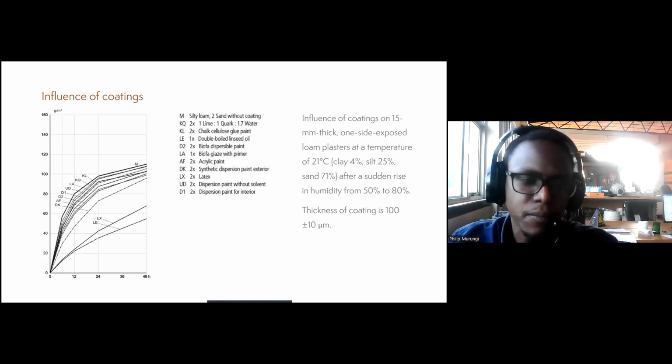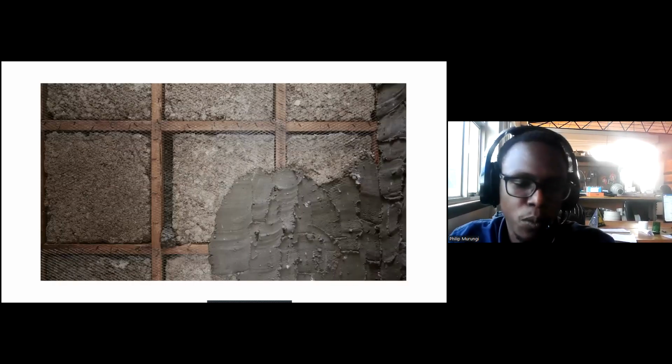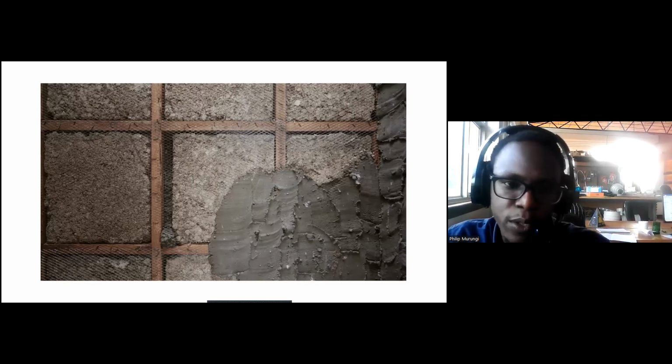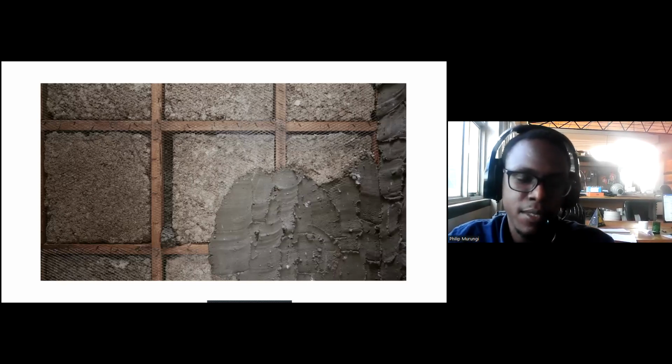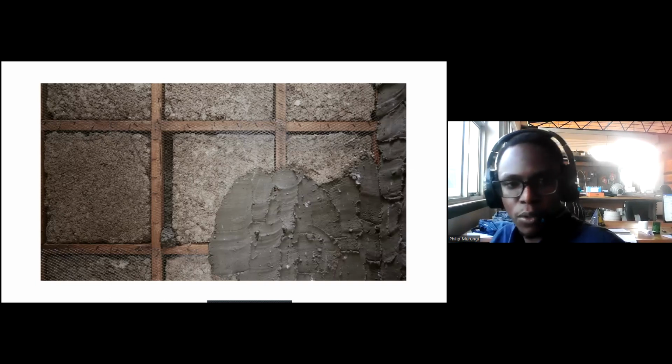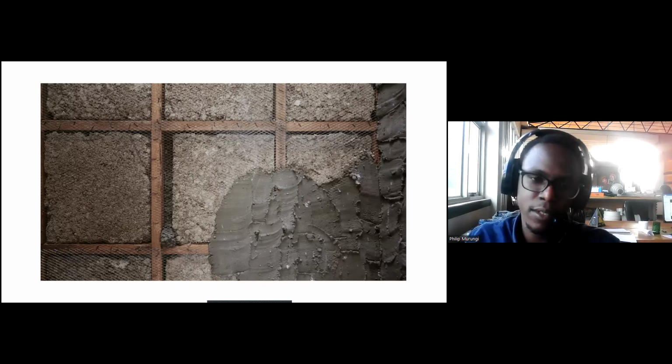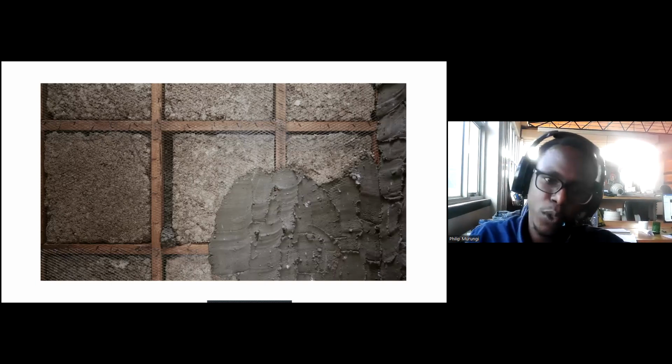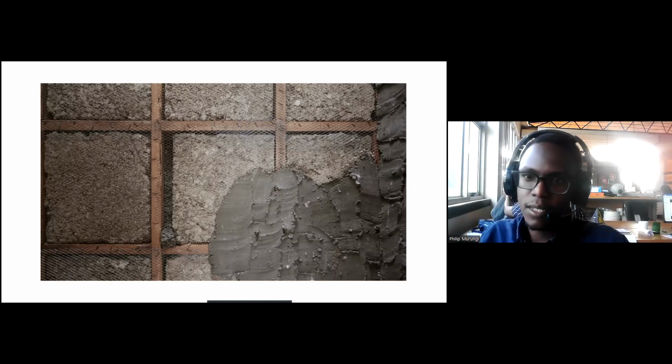And here is just an example of a wall we've done in Luengo district. The infill blocks are a mixture of earth and sawdust. And then we coated them with lime earth plaster.